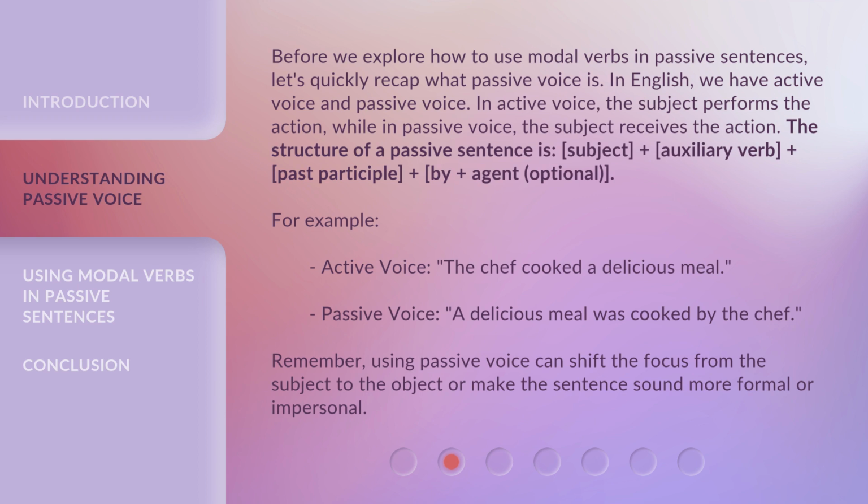For example, active voice: the chef cooked a delicious meal. Passive voice: a delicious meal was cooked by the chef. Remember, using passive voice can shift the focus from the subject to the object or make the sentence sound more formal or impersonal.